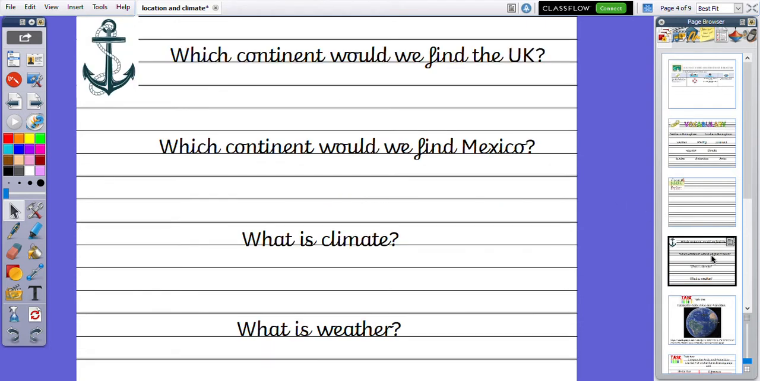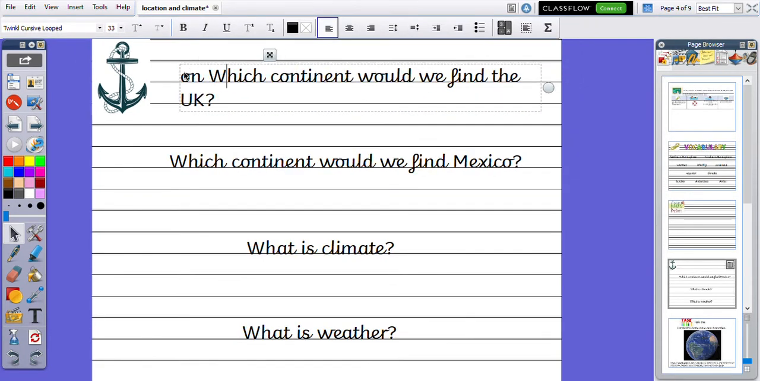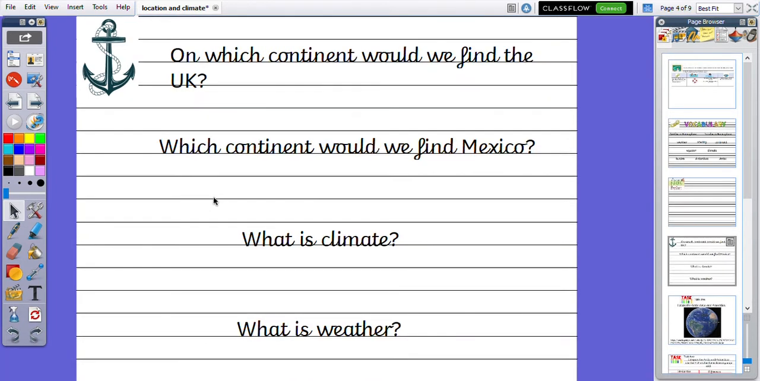Okay, so before we start, I would like us to have a look at our anchor slide and our anchor question. So I want you to pause the video and answer these questions. Which continent would we find the UK? Sorry, that should say on which continent should we find the UK? Which continent would we find Mexico? What is the climate and what is weather? So pause the video and answer those 4 questions.